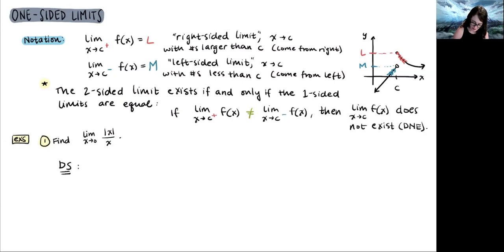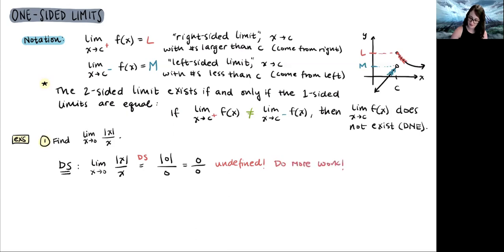So if we plug in x equals 0, remember the way that we're going to indicate that is with a DS above the equal sign. We get the absolute value of 0 divided by 0. Absolute value of 0 is 0, so we get 0 over 0. And remember that this is undefined. But when we're plugging things in to find a limit, when we get 0 over 0, it really means do more work. This will never be the answer to our limit. It means we have to investigate a little bit further.